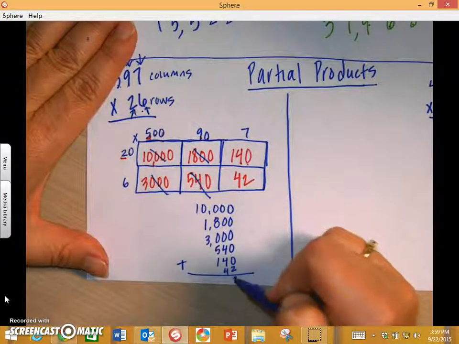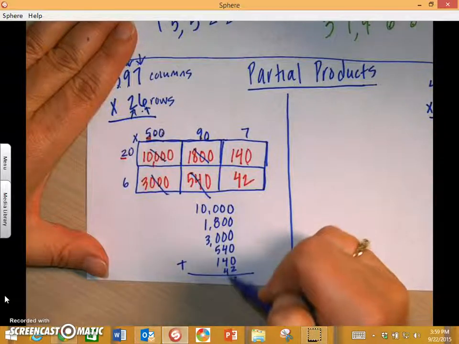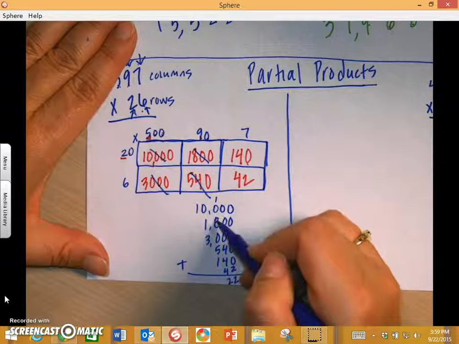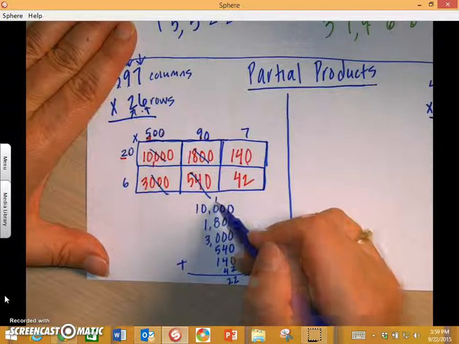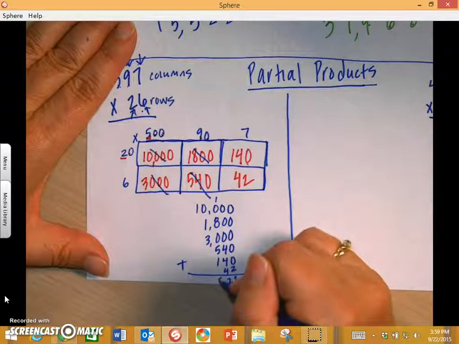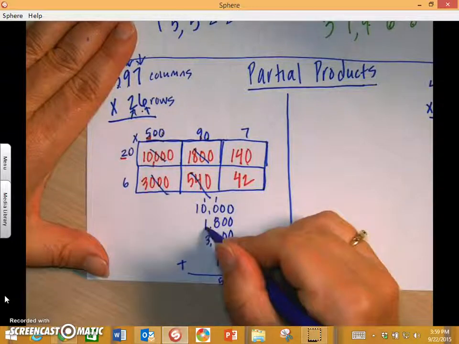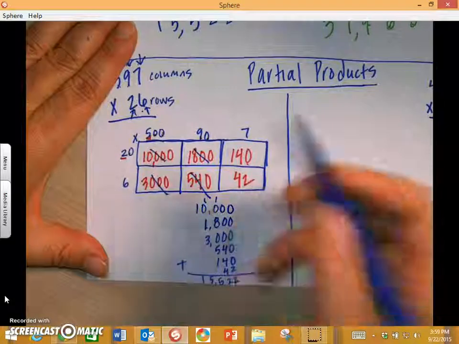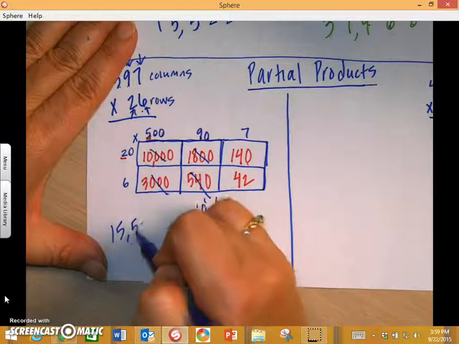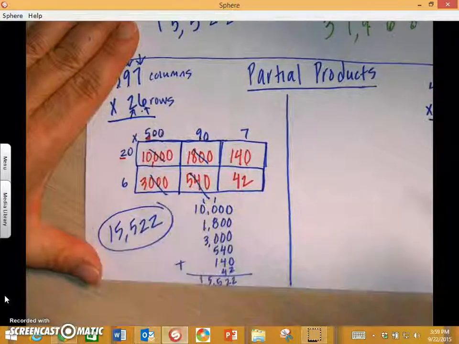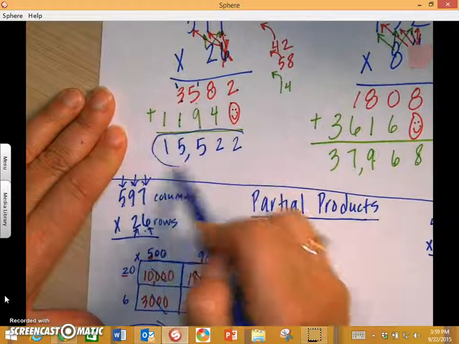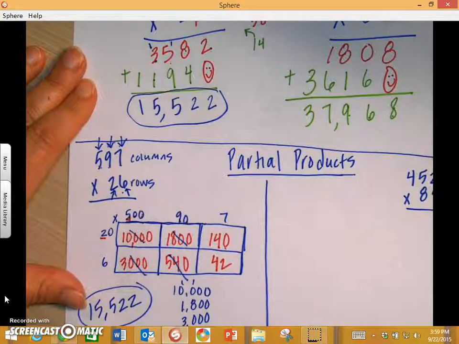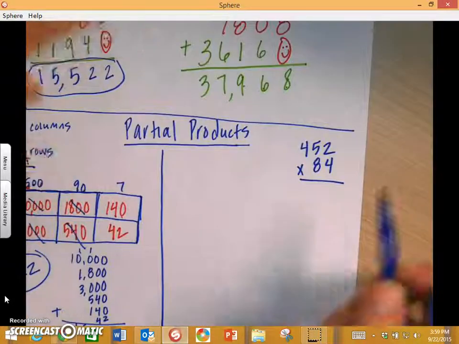This is 2, 4, 8, 12, 8, 9, 10, 15, 3, 4, 5, and 1. 15,522. Let's look at this. 15,522. Okay. Let's do one more.